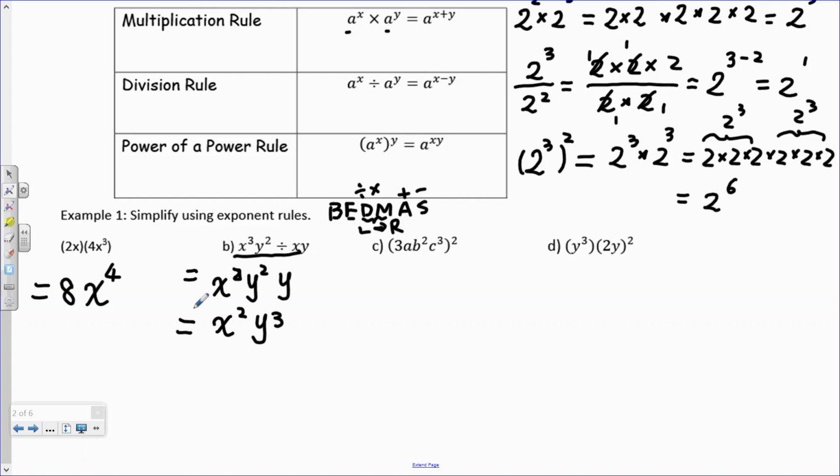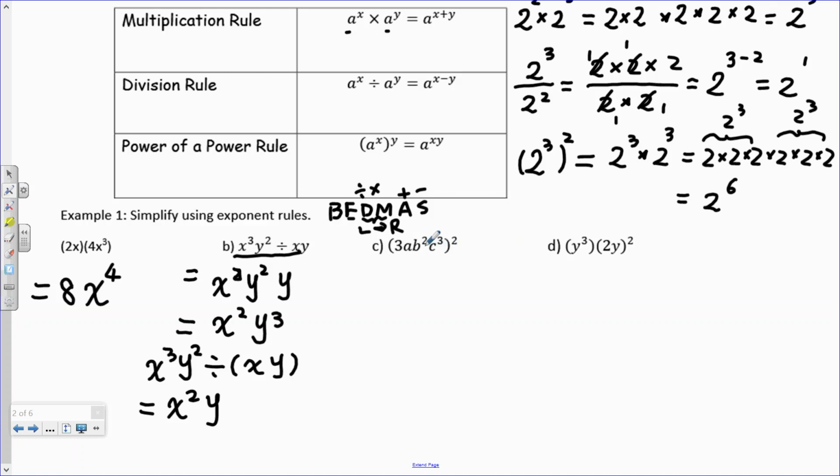So it is different from this expression. If you have x cubed y squared divided by the bracket x times y, then the answer will be different from this one, because we are going to do the subtraction for x and also for the degrees of y. So 3 minus 1 gives you 2, and 2 minus 1 gives you 1. So they are not the same. It's very important to see where the bracket is. For this one, it's only divided by x but times y.